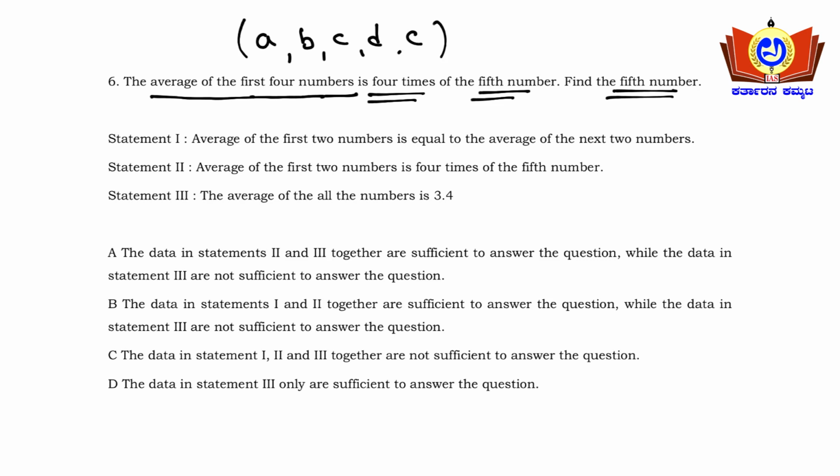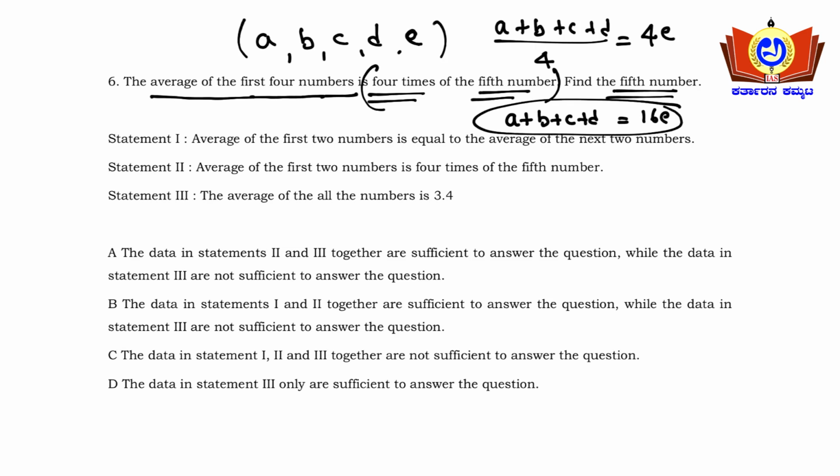That is nothing but (A plus B plus C plus D) divided by 4. So this is the average, and it will be 4 times the fifth number. What is the fifth number? The fifth number is E here. 4 times the fifth number means 4E. So we can conclude that A plus B plus C plus D will be equal to 16E. From the question only we can conclude this. Let that be equation number 1.